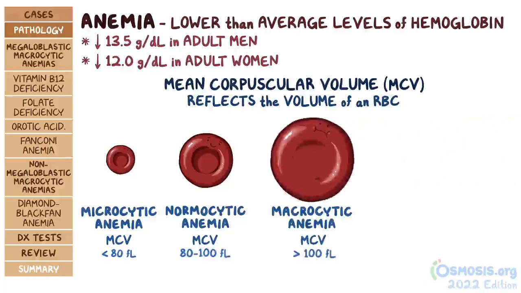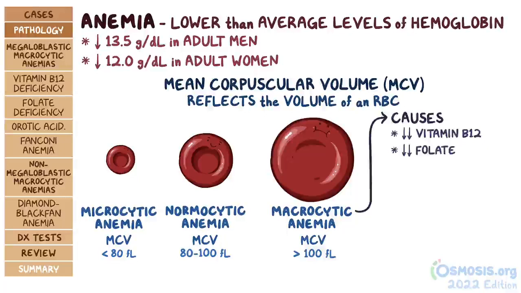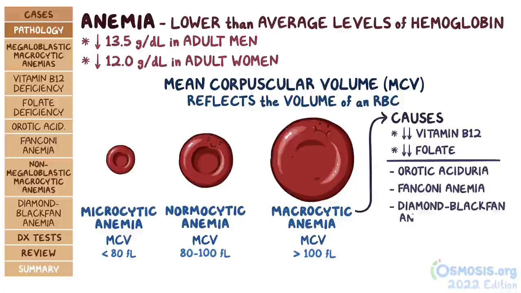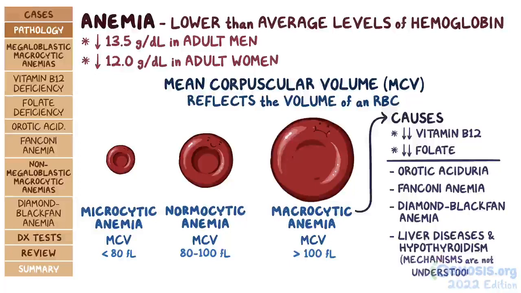Now let's focus on the macrocytic anemias. The 2 most common causes are vitamin B12 deficiency and folate deficiency. Orotic aciduria, Fanconi anemia, Diamond-Blackfan anemia are also macrocytic. Finally, liver diseases and hypothyroidism can also cause this type of anemia, but their mechanisms are not well understood.